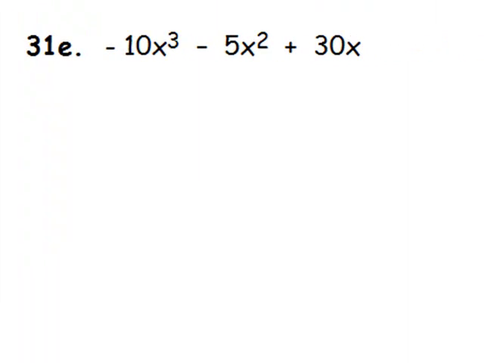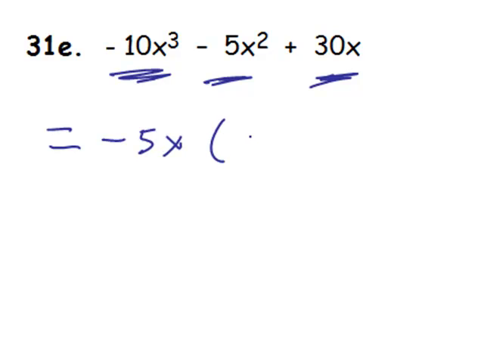For 31E, again, we're going to look to see if we can factor something out of each and every term, and notice that the lead term is negative. In this case, we can factor out negative 5x, and we're left with 2x squared plus x minus 6. Again, factoring more than once, we need to now factor that trinomial using the factor game.